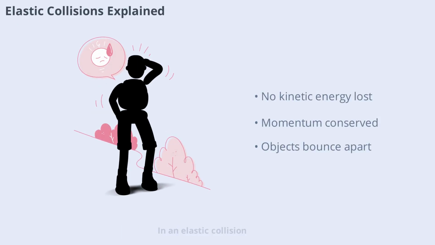In an elastic collision, objects bounce off each other without losing any kinetic energy. Think of two billiard balls striking each other on a pool table. After the collision, both balls move away and the total kinetic energy and momentum remain the same as before. These types of collisions are idealized, but they provide a useful model for understanding how energy and momentum interact in real-world situations.